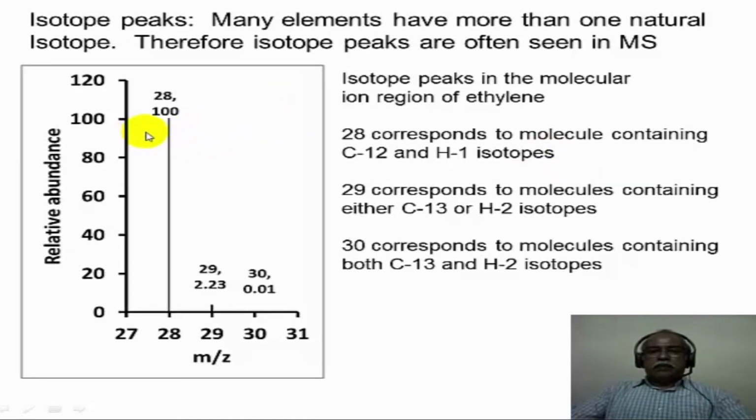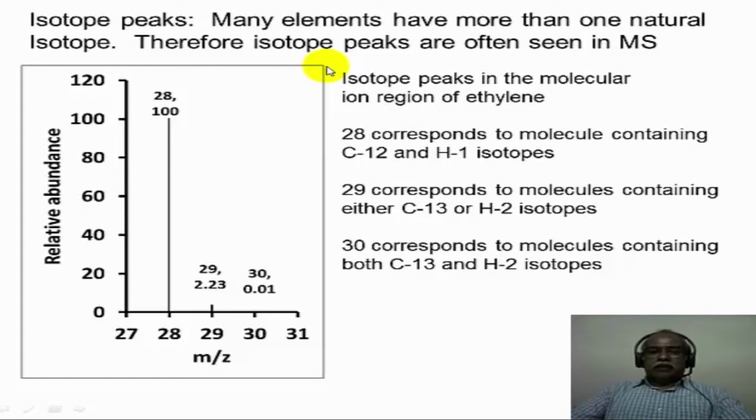Many elements have more than one natural isotope. This is extremely important. Therefore, the isotope peaks are also seen in the mass spectrum. You remember the isotope separation by J.J. Thomson of the neon isotopes 20 and 22. Essentially, you register both the isotopes 20 as well as 22 in the mass spectrum.